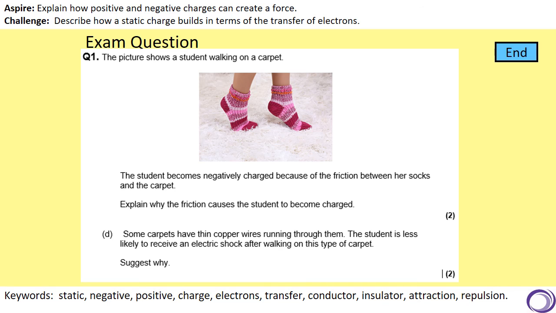Second bit. Some carpets have thin copper wires running through them. The student is less likely to receive an electric shock after walking on this type of carpet. Suggest why. So copper wires are conductors, so they'll conduct. If you imagine the student walking on the carpet and the electrons being rubbed onto the student, what will happen is that the electrons will be conducted along those wires, stopping the charge from building up. So I'll stick the mark scheme on and you can have a look, give yourself a mark out of 4.